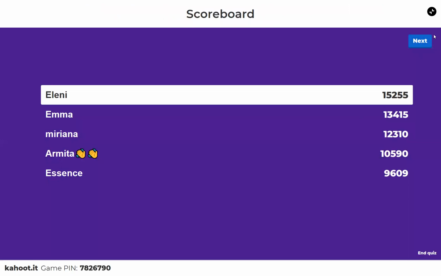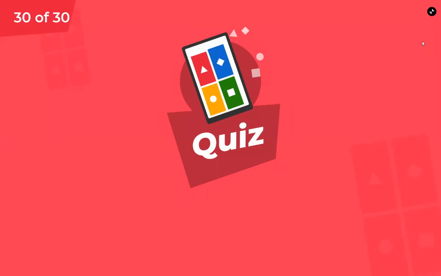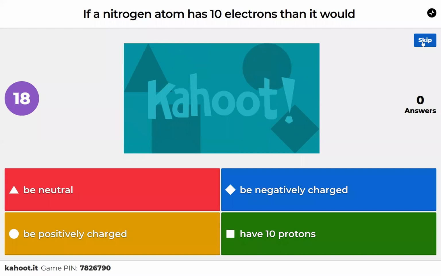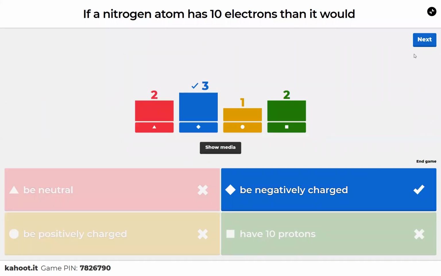Last one. Let's see if Eleni can hold off Emma or Mariana here. Okay, if it has 10 electrons, then what would it be? It'd be negatively charged. So can't be, because whenever nitrogen has 7 protons, this number 7 in the periodic table, you can't change the number of protons. Because if you change the number of protons, it's not nitrogen anymore. It's something else. It would be, in that case, neon.